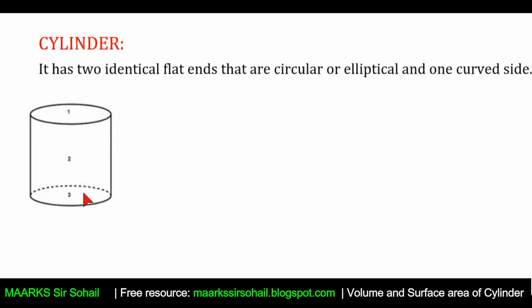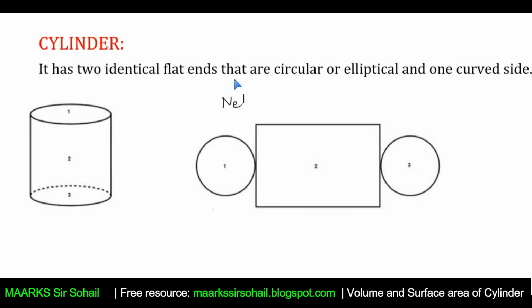If I open a cylinder, what will I get? Like the net of the cylinder. So this is the net of the cylinder. You can see this is the first part, this is the curved part, the second part, and this is the third part. Now you might be surprised how we can get a rectangle from a curved part. But if you take a rectangle and fold it, you will see that it makes a cylinder. So that's why the curved part of the cylinder is actually a rectangle. So a cylinder is comprised of three shapes: two circles and one rectangle.